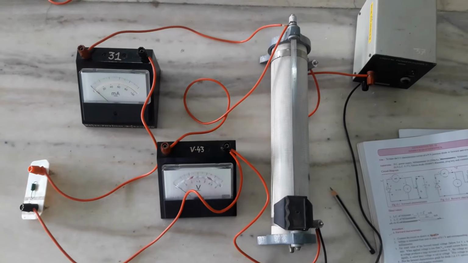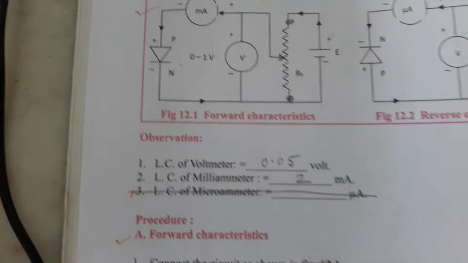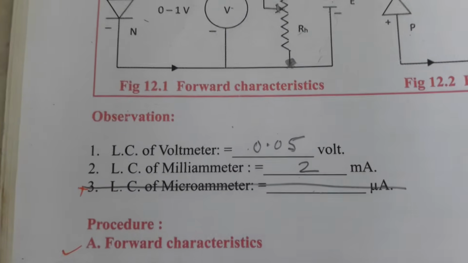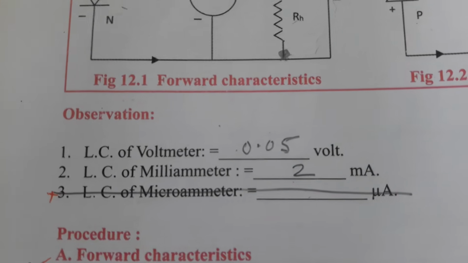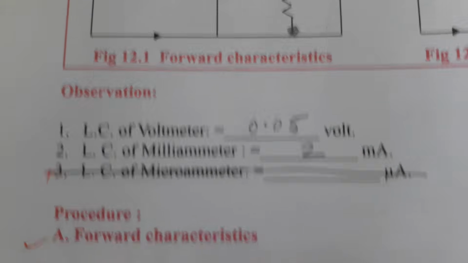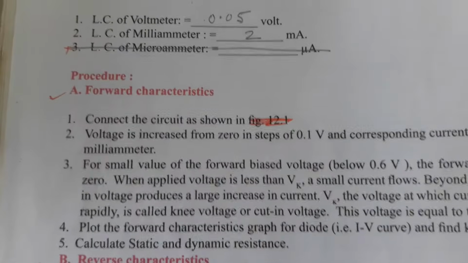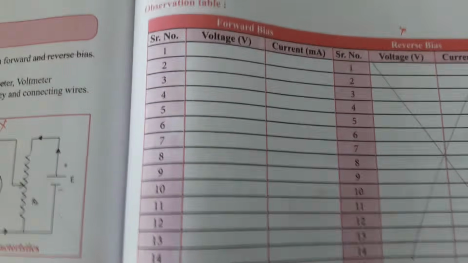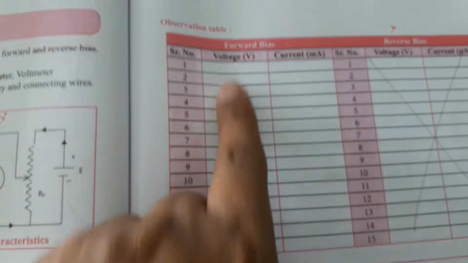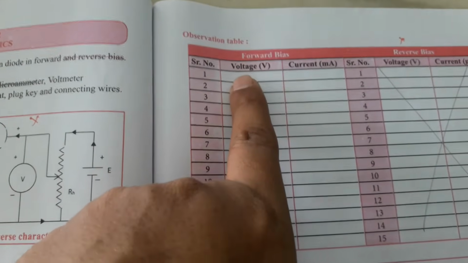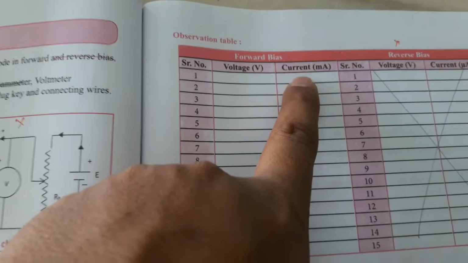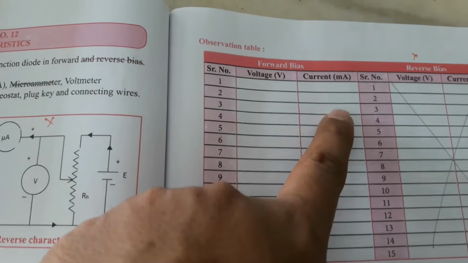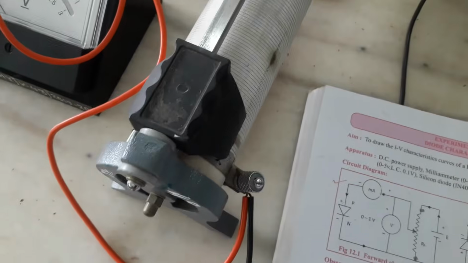Now we'll go for readings. In readings, the least count of the voltmeter and the least count of the milliammeter, which we did already, we wrote here. Now the procedure for forward bias characteristics. This is our observation table for forward bias characteristics. Here we will write the voltage and the corresponding current. The strength of voltage and current will be adjusted with the help of what we call a rheostat.